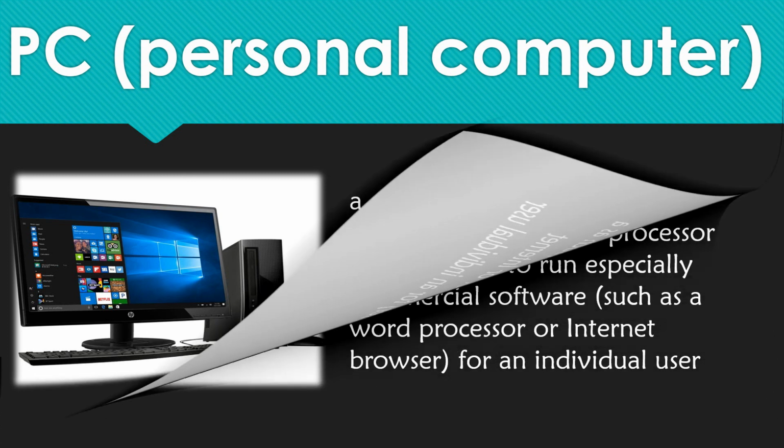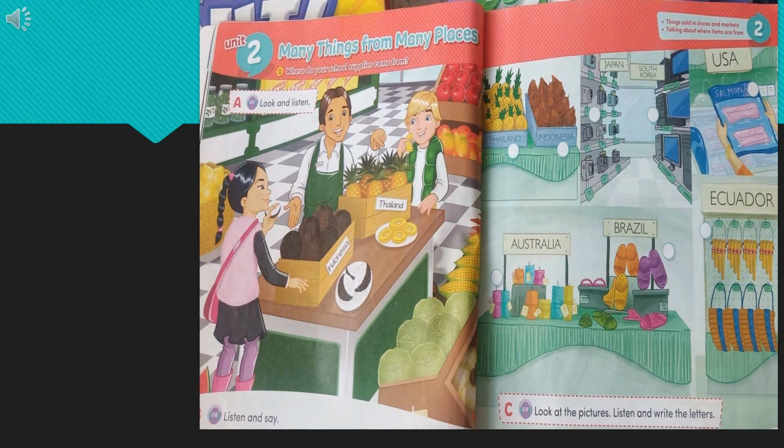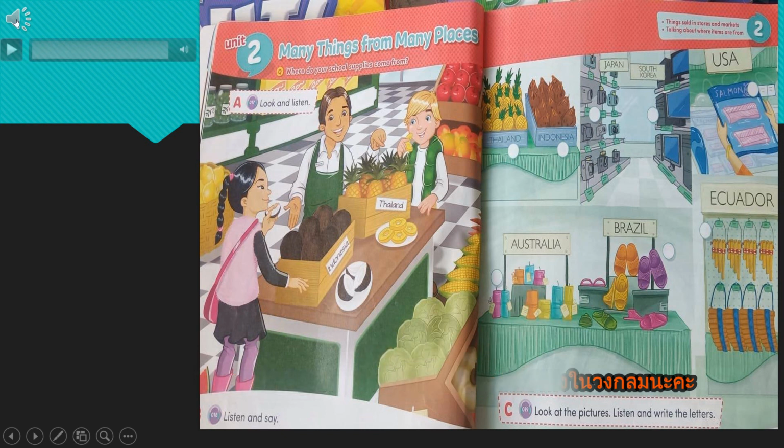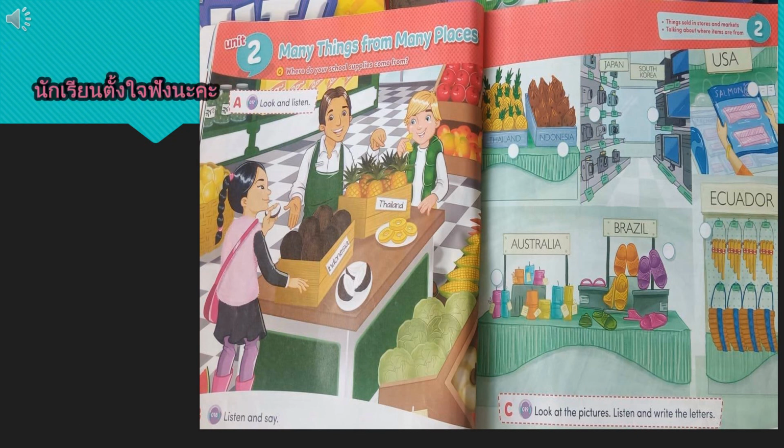Alright, so let's go with our next activity. We have letter C. Look at the pictures, listen, and write the letters. So you have to write the letters here on the circle. Okay, the circles here. We have to write the letter, but first you have to listen carefully. C. Look at the pictures. Listen and write the letters.